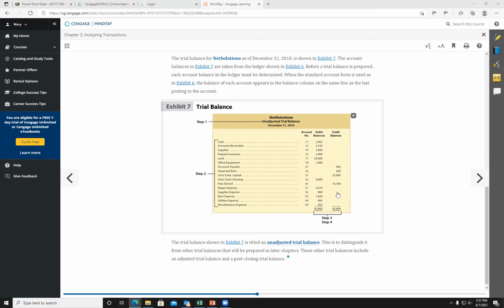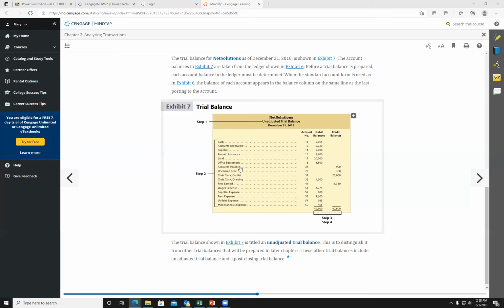Now, remember we talked about normal balance. Whether it's an asset, liability, equity, revenue, or expense account, each of those has what we call a normal balance. So let's look at cash, accounts receivable, supplies, prepaid insurance, land, office equipment. All of those are examples of asset accounts. Assets are increased with debits, so the normal balance of an asset account should be debits. If you had $20,000 in your credits for land, then you know something's not right, and you have to go back and look at your journal entries to make sure something did not get posted to the ledger incorrectly.